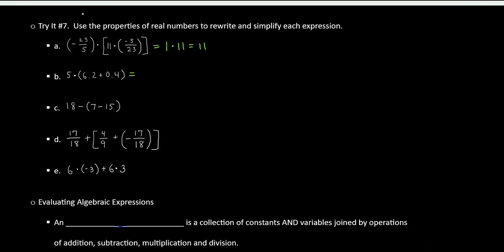so following PEMDAS, you can add these two, 6.2 plus 0.4, and get 6.6. 5 times 6.6 multiplied together is 33.